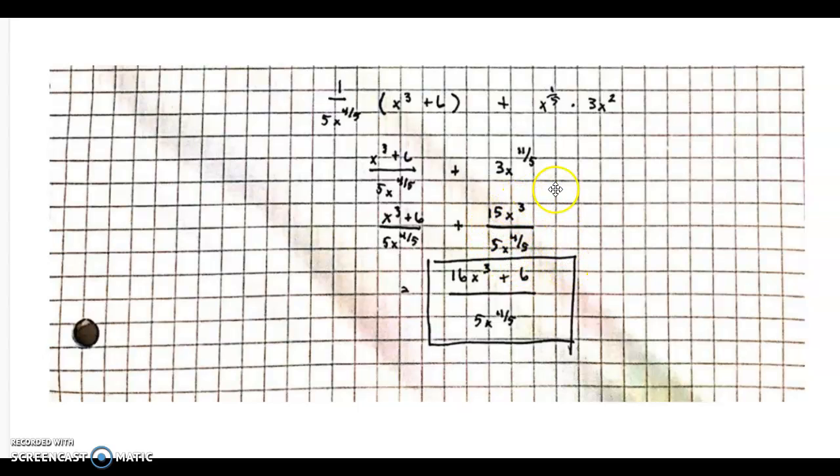To get to here, you just convert this to where you can actually add these two terms. So this 3x to the power of 11/5 turns into 15x to the power of 3 divided by 5x to the power of 4/5. Adding them and simplifying, you get 16x to the 3rd plus 6 over 5x to the 4/5.